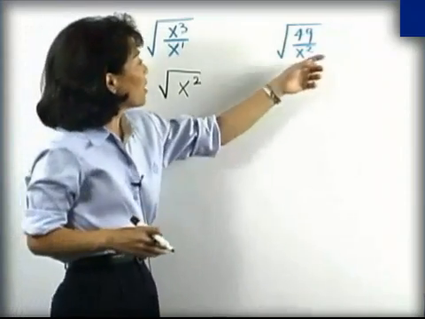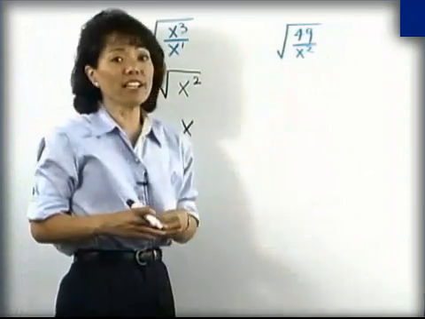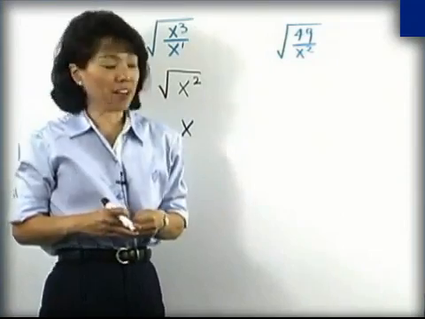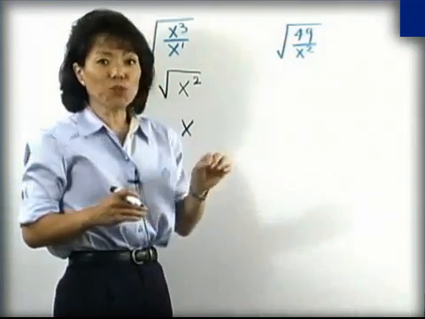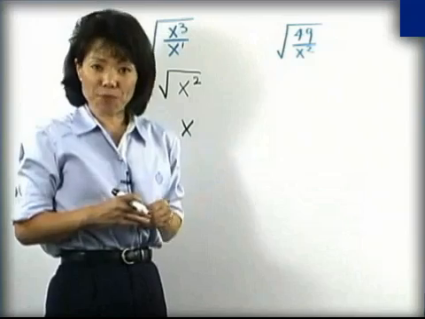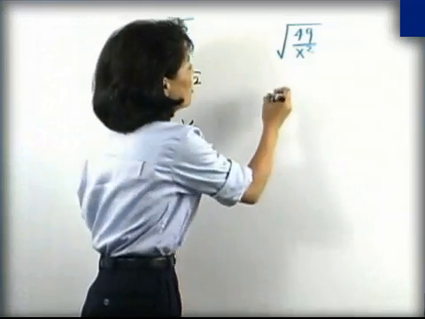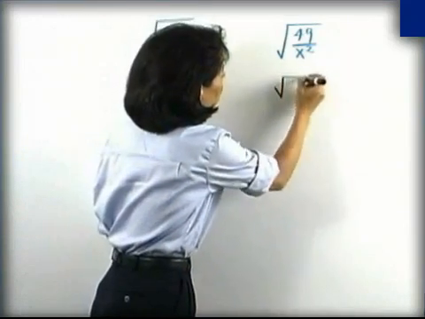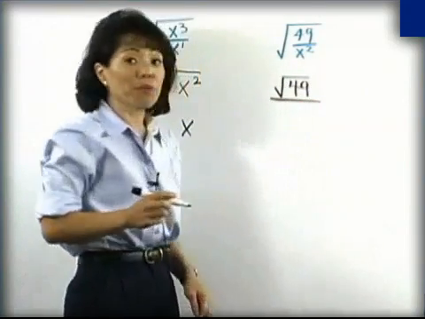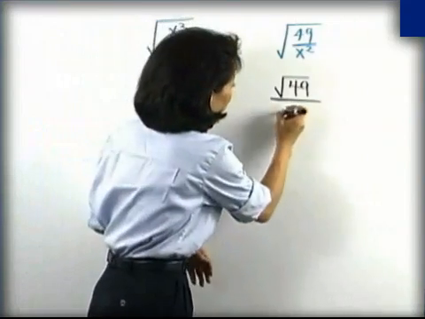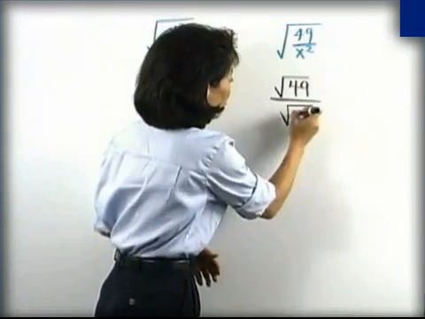In our second example here, we had the square root of 49 all over x squared. Now, if we look at each of these individually, you recognize, I'm sure, that they're both perfect squares. So what we can do here in the division of radicals is to split this into the square root of 49 over the square root of x squared.